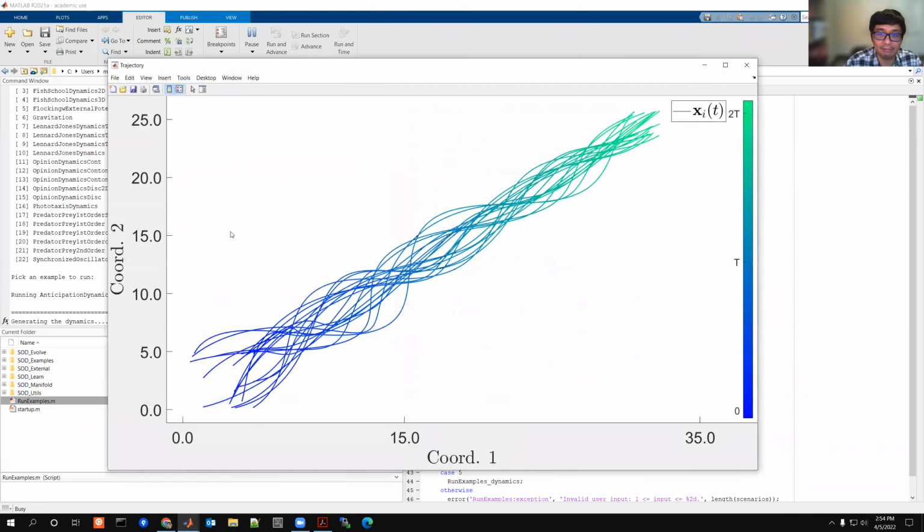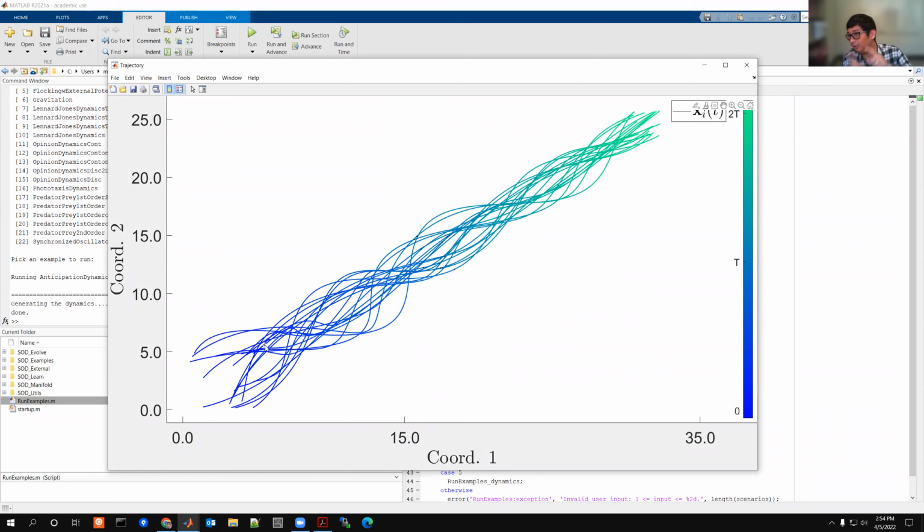Okay, so we used the built-in integrator for MATLAB to actually do that. So it's actually really fast. Okay, so as you can see, the birds anticipate the other neighboring birds' future directions.